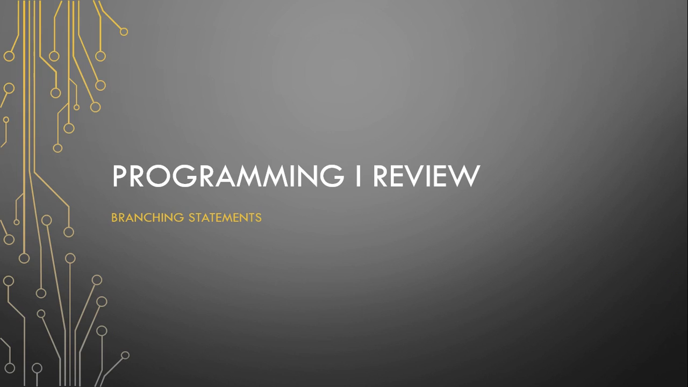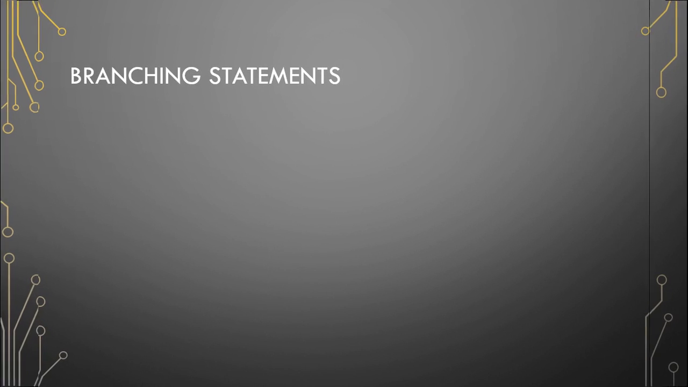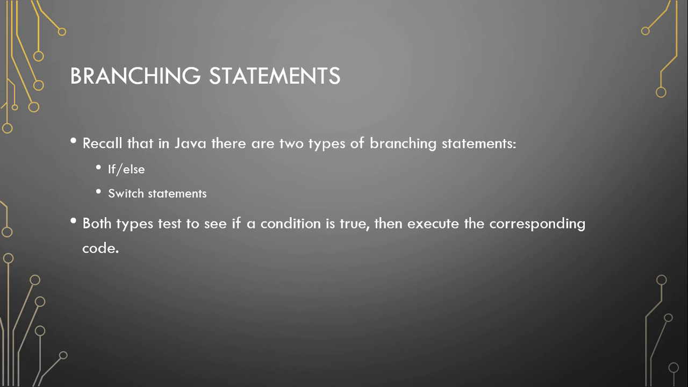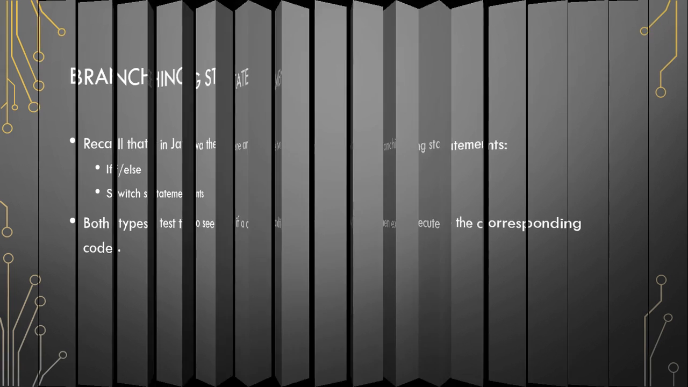We're going to jump right in and talk about branching statements. If you recall, Java has two different types. The first is if-else, and the other kind is switch statements. Both of these types test to see if a condition is true, and then execute the corresponding code if that condition has been met.